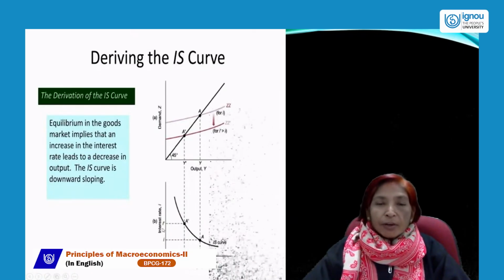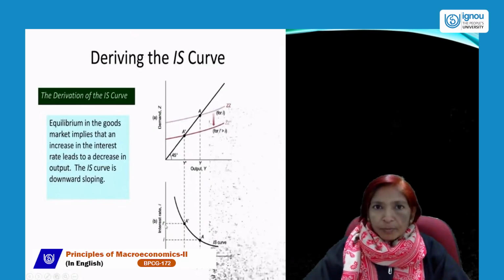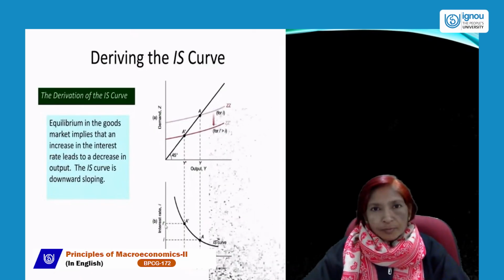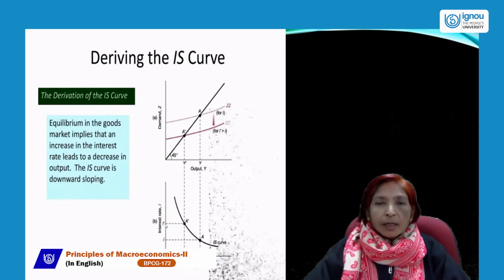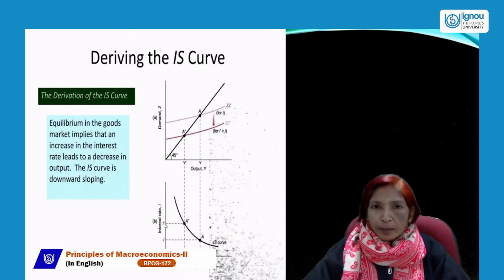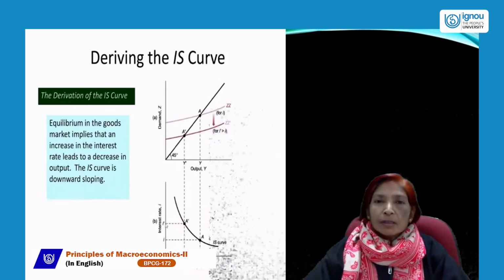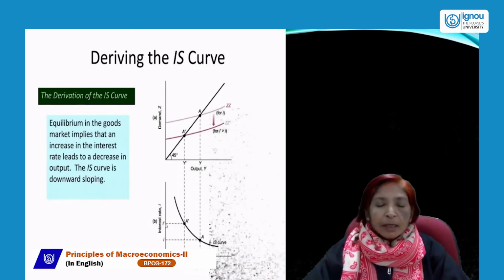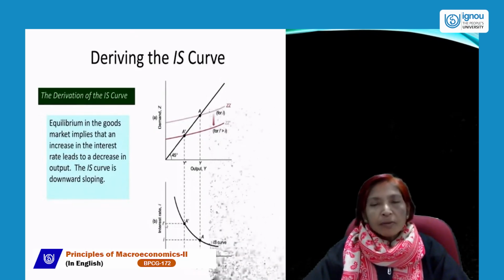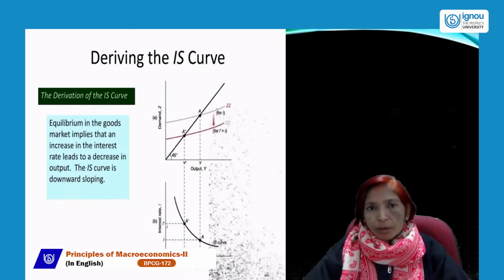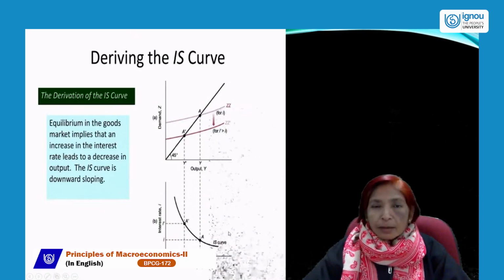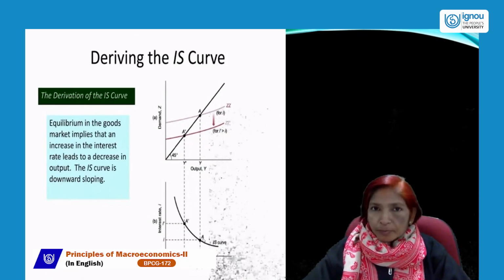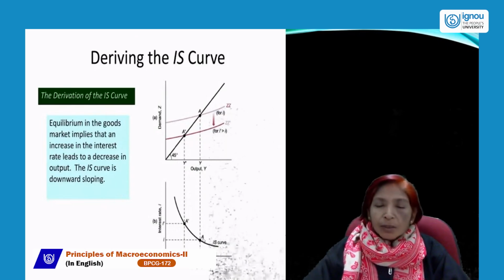As you know, if the rate of interest increases, investment will fall, because investment and interest rate are indirectly or negatively related. At a higher rate of interest, investment will be less, and at a lower rate of interest, investment will be high. Because if the interest rate is higher, then loans will become more expensive. Investors will take fewer loans.